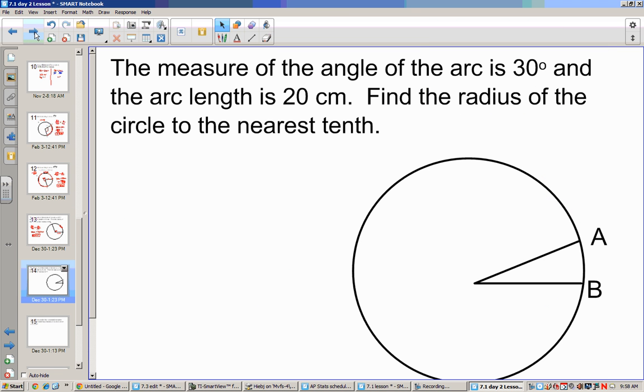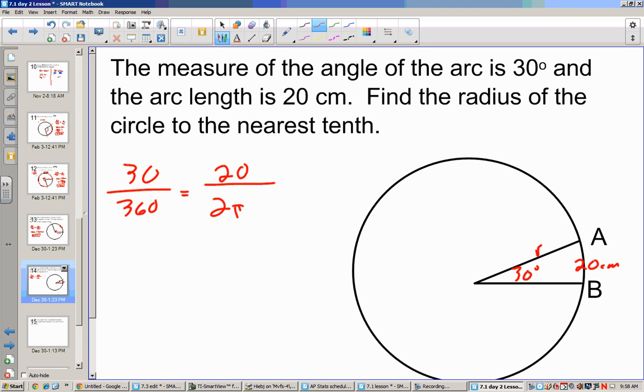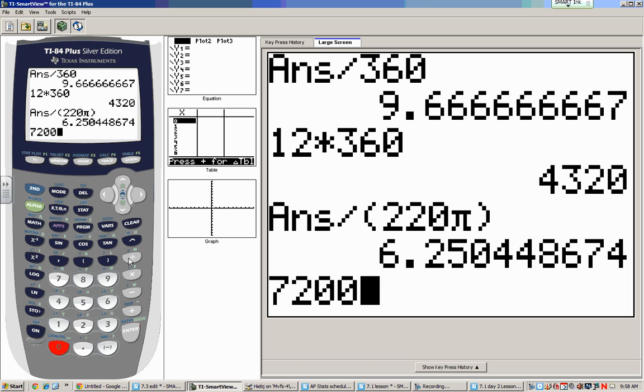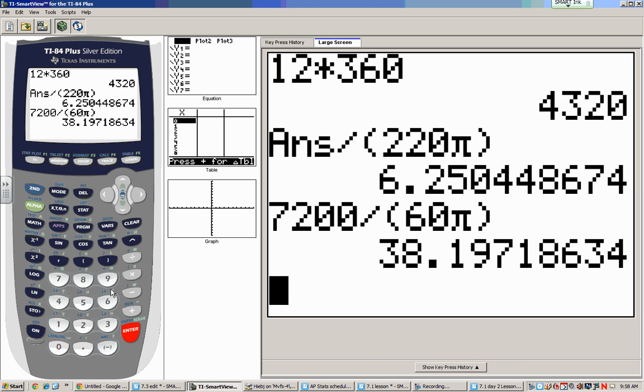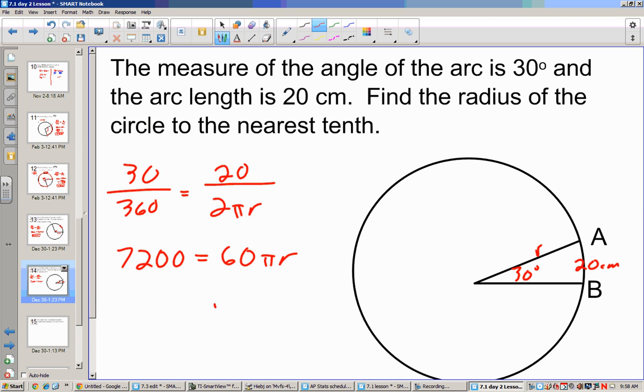All right. Let's try this next one. Now, if you were doing this at home, I would pause the video and see if you can do this one on your own, because it's similar to the previous one. The measure of the angle is 30 degrees. The arc length is 20 centimeters. We want to find the radius. So 30 out of 360 is going to equal the arc length over the entire circumference. Now when we cross multiply, this is going to be 7,200 equals 60 pi r. So now we just take 7,200 divided by 60 pi. 38.2. That is my radius.